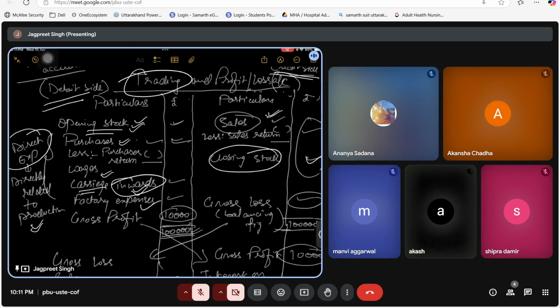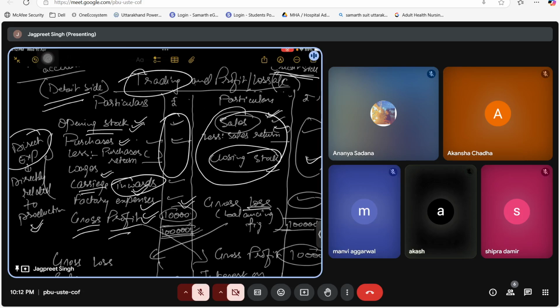Before this, we will discuss the gross profit part or gross loss part. Gross means that this is not the final profit or final loss. Gross means it is a loss or profit after just adding all the incomes and deducting all the expenses, which are not all the expenses, just the direct expenses. So adding the total incomes like sales and closing stock and deducting all the direct expenses, if the difference comes in the left hand side, we will call it gross profit.